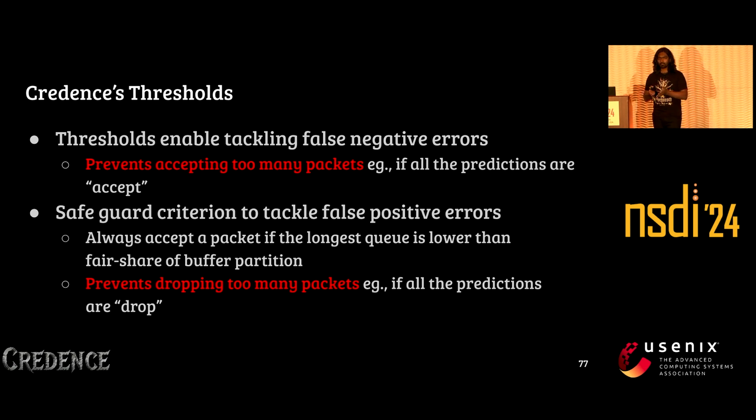Further, we use a safeguard condition to tackle false positive errors. Here, this applies only when the longest queue is within a certain queue size. This prevents us from starvation, essentially not dropping too many packets.